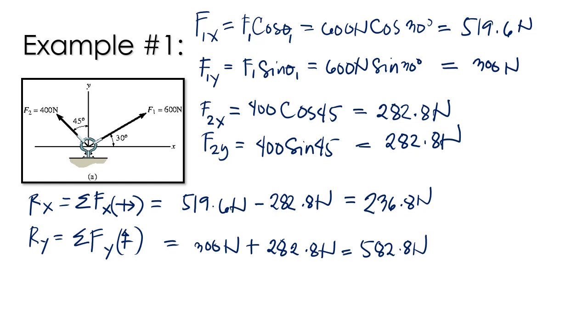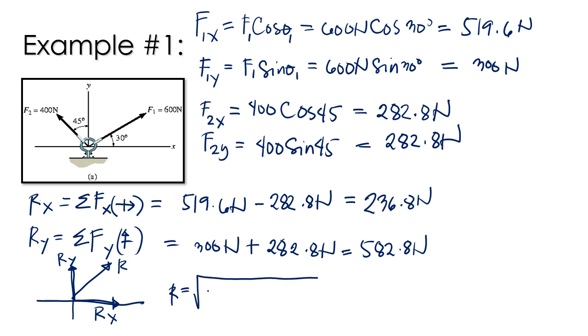Now, if we draw the resultant vector, we have from the origin, this is R, and this is Rx since it is positive. Then this is Ry. So to get the magnitude of R, we have R is equivalent to the square root of the square of Rx plus the square of Ry.